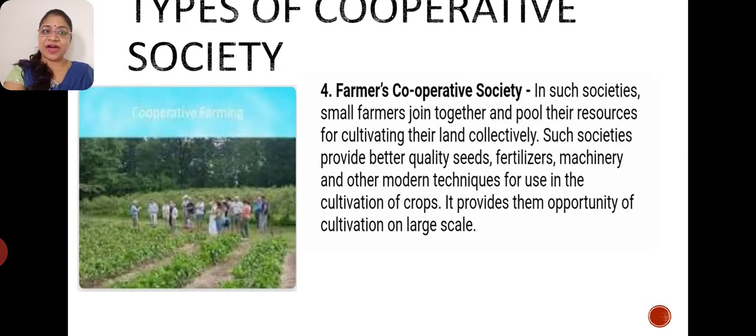Next comes the farmers cooperative society. The name itself again will tell you, there are more than 10 farmers coming together and forming a cooperative society. Why do they come together? Because the cultivation of their land can be done collectively. Such a society provides better quality seeds, fertilizers, pesticides, machines, or the modern techniques which they can use for the cultivation of the crop. It also provides them an opportunity to increase their cultivation on a larger scale. So this is the reason they come together and help one another.